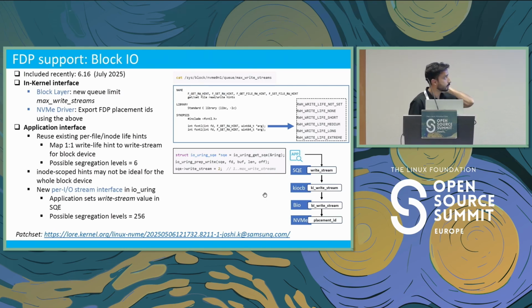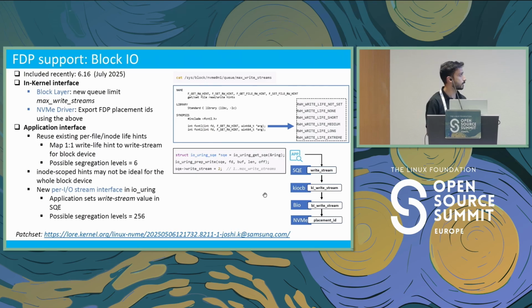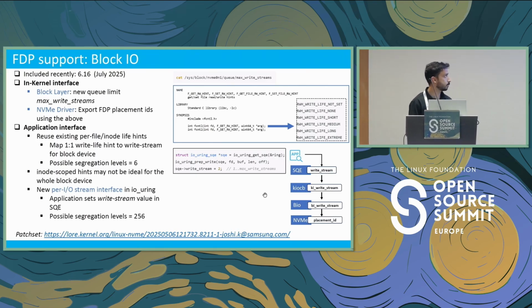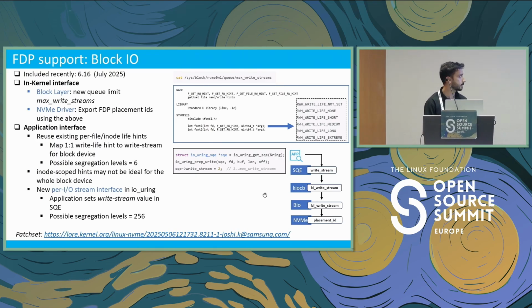And also because for the whole block device we have a single inode, if you are having multiple applications using the same inode, again you may get into troubles.